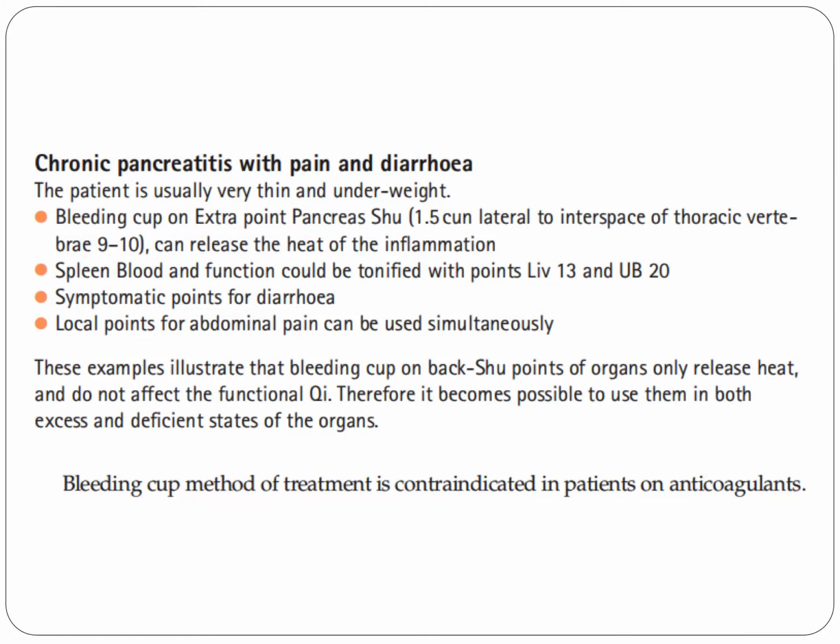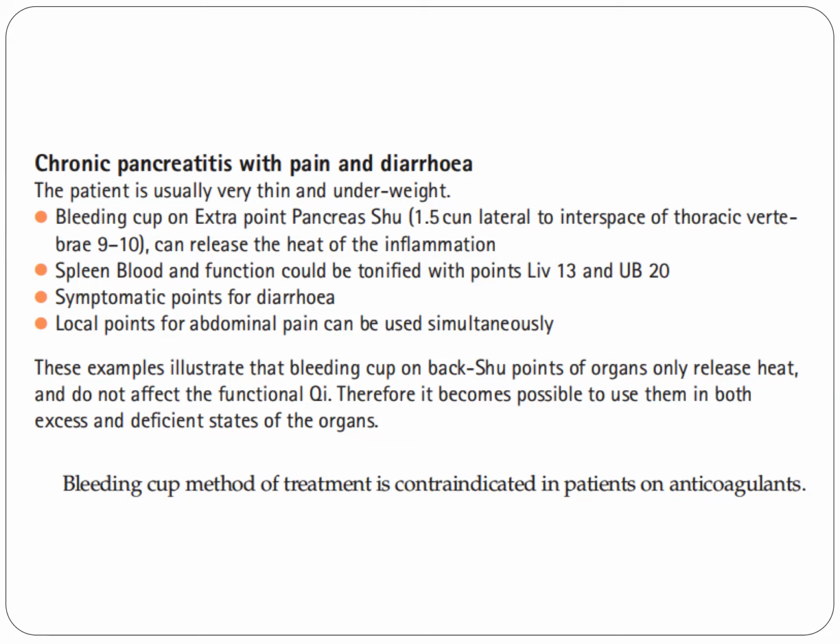So, ito po yung 1.5 tune lateral to the inter-spinous space of the thoracic vertebra. Yung thoracic po, 9 or 10 vertebra po yan. So, magre-release po siya ng heat, para dun sa inflammation. Pag may weak spleen, blood and function could be tonified with points liver 13 and urinary bladder 20. Kasi urinary bladder 20, back-shu point ng spleen. And then yung liver 13 ay pampalakas din po, nagtotonify ng blood.